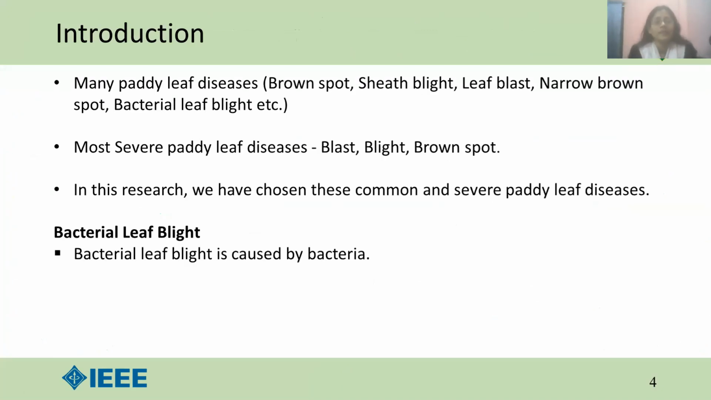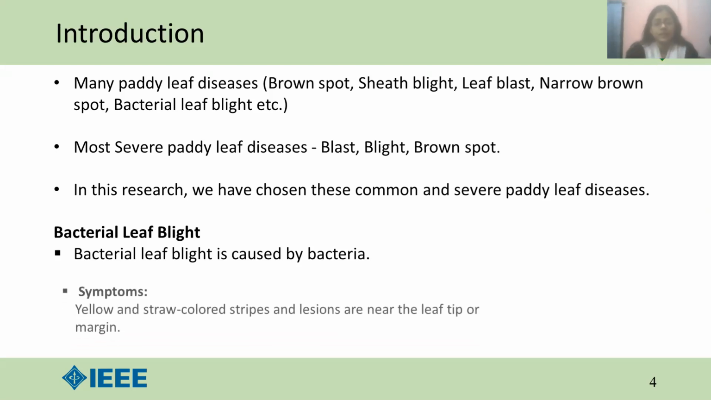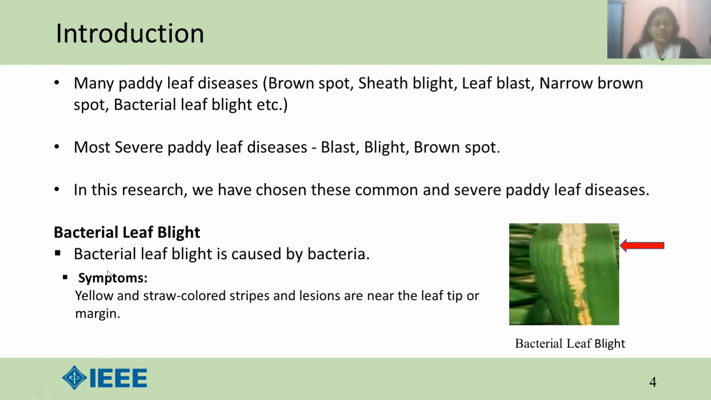There are many paddy leaf diseases like brown spot, sheath blight, leaf blast, narrow brown spot, bacterial leaf blight, etc. The severe paddy leaf diseases are blast, blight, and brown spot. In this research, we chose the most common and severe paddy leaf disease, bacterial leaf blight. Bacterial leaf blight is caused by bacteria. Symptoms are yellow, straw colored stripes, and the lesions are near the leaf tip or the margin. Here you can see that.